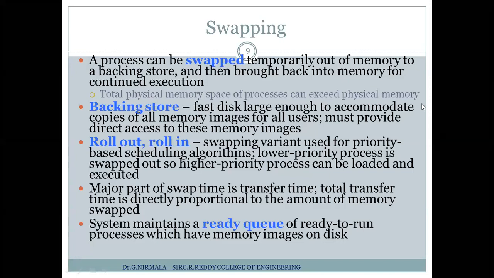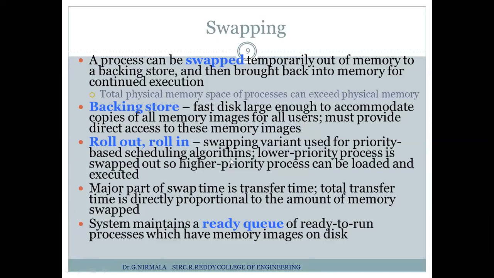In other words, we have the backing store: a fast disk large enough to accommodate copies of all memory images for all users. It must provide direct access to the memory images. Here, roll out and roll in are the two operations that may be performed: swap in and swap out.